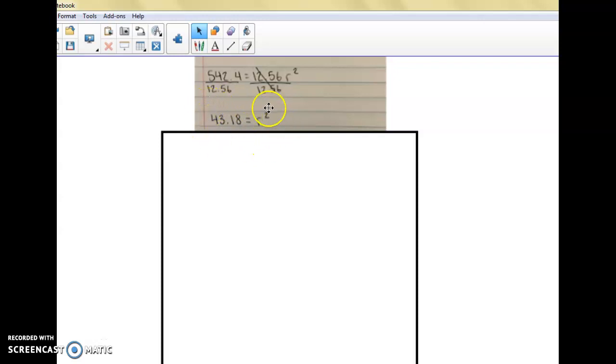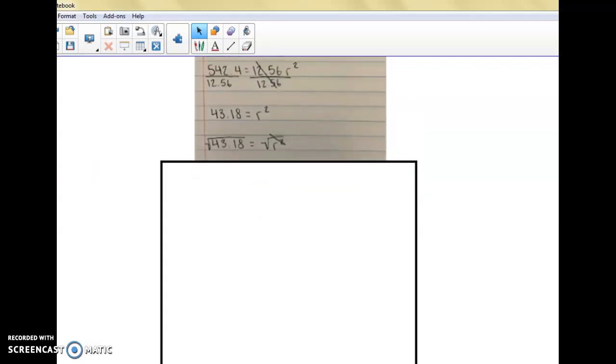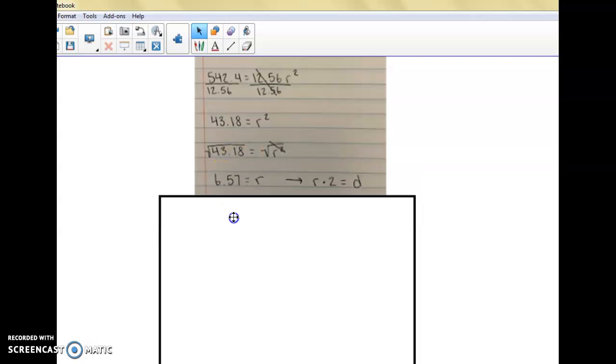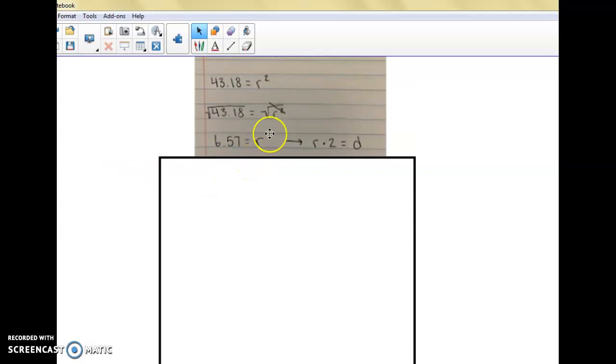From here, again, we want this squared to go away. The opposite of squared is square root. So what we're going to have to do is find the square root of both sides. All right, so r squared, when we find the square root, the squared and square roots cancel. It's only going to give you r left. Whatever you do to one side of the equal sign, you do to the other. So the square root of 43.18 is what we're solving for. That gives us 6.57 equals r. So our radius is 6.57.